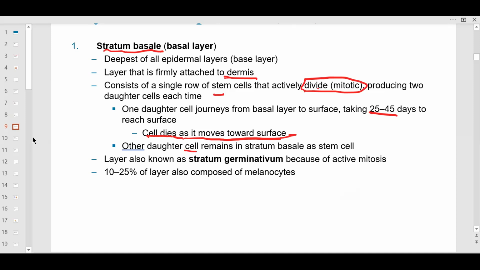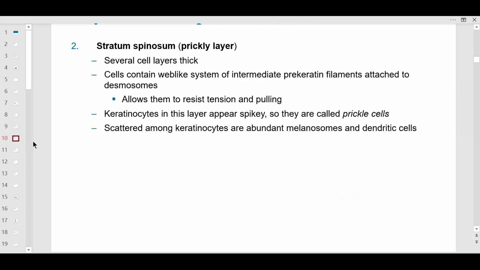So other daughter cells, some cells stay in the stratum. Well, this is stratum germinativum, another name for stratum basale. Germinativum is the same because they're germinating. They're going through mitosis very often. So not all of them are destined for cell death. Some of them maintain the next level, which is the spinosum, the prickly layer. I don't get the name, but when you look at the histology, you'll see it.